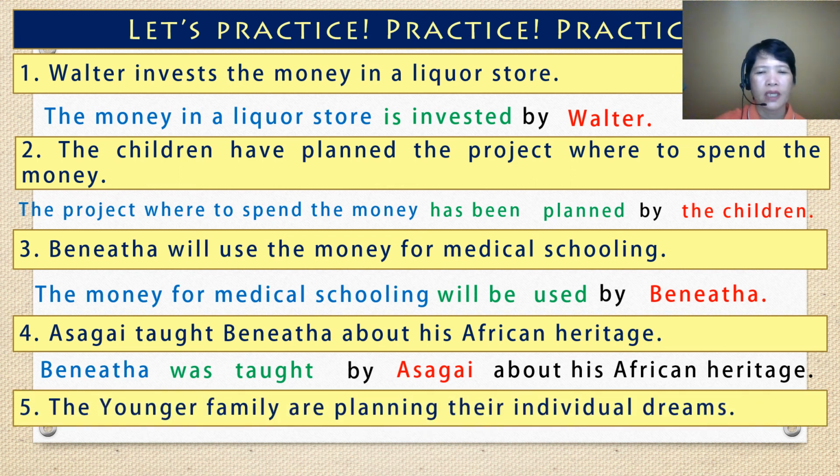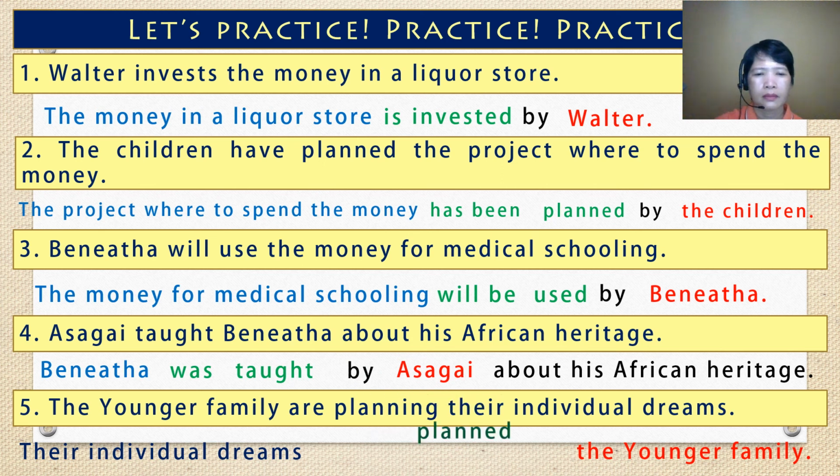Number 5, the younger family are planning their individual dreams. Okay, so we now have their individual dreams are being planned by the younger family.